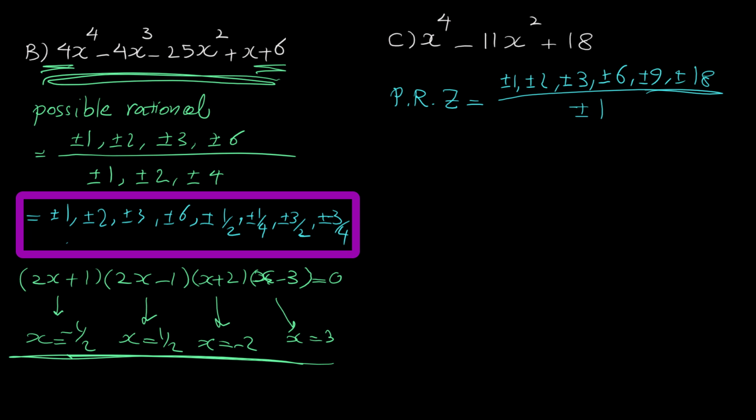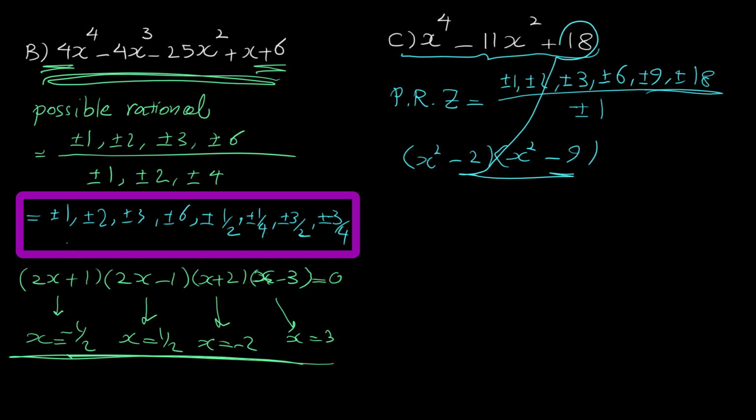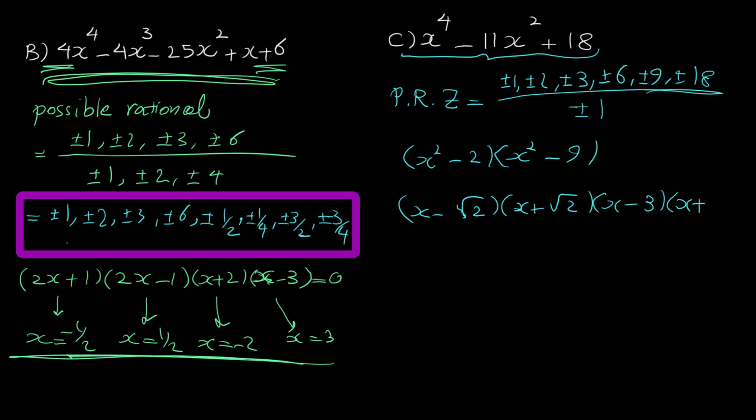And if we factor this polynomial, it can be written as x squared minus 2 times x squared minus 9, because negative 9 times negative 2 is 18, negative 9 plus negative 2 is negative 11. For x squared minus 2, we can write x minus radical 2 times x plus radical 2, and x minus 3 times x plus 3. If we set this equal to 0, from this we get radical 2. From setting this equal to 0, we get negative radical 2 for x, 3, and negative 3.